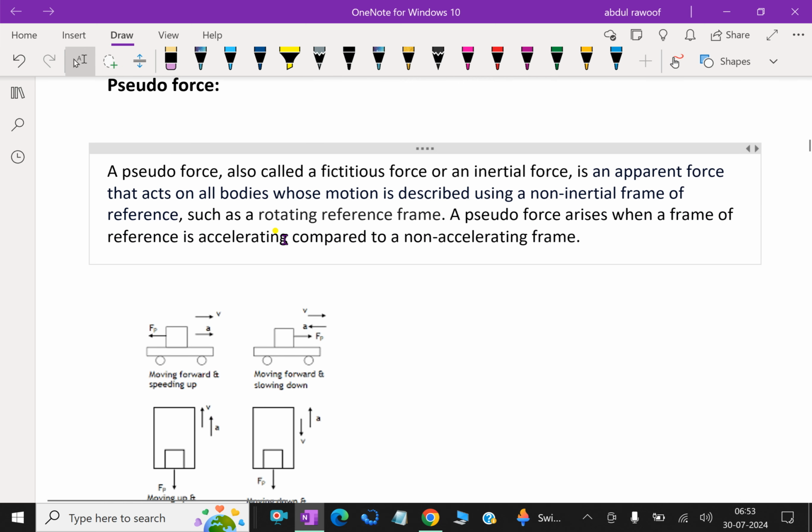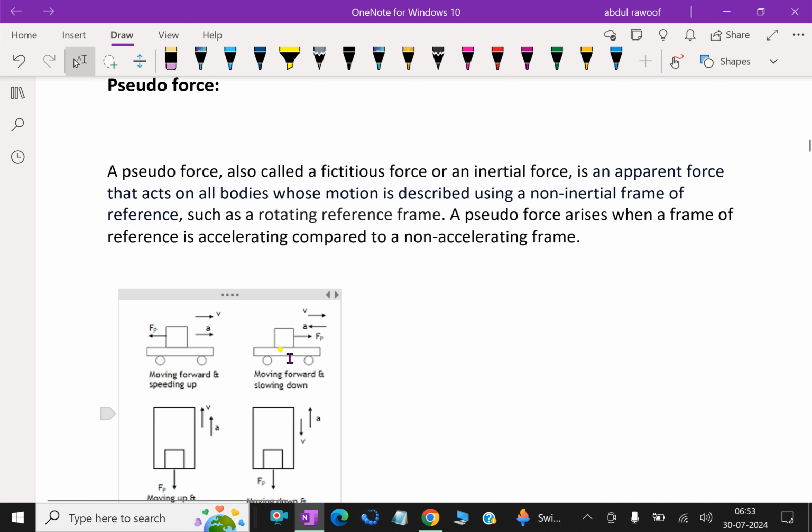Next one, what is pseudo force? A pseudo force, also called a fictitious force or an inertial force, is an apparent force that acts on all bodies whose motion is described using a non-inertial frame of reference, such as a rotating reference frame. A pseudo force arises when a frame of reference is accelerating compared to a non-accelerating frame.